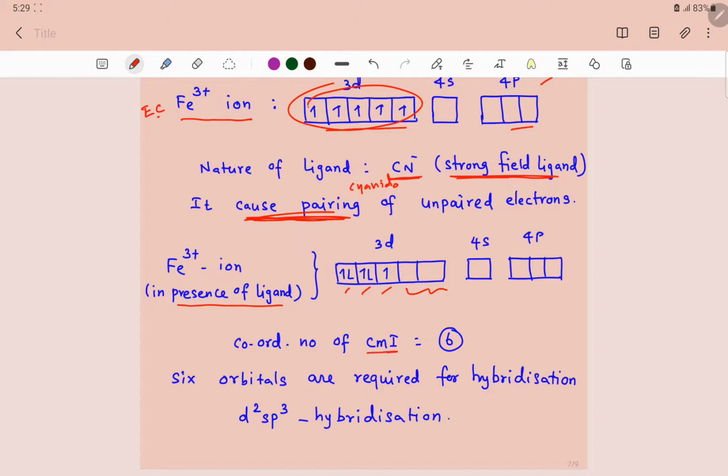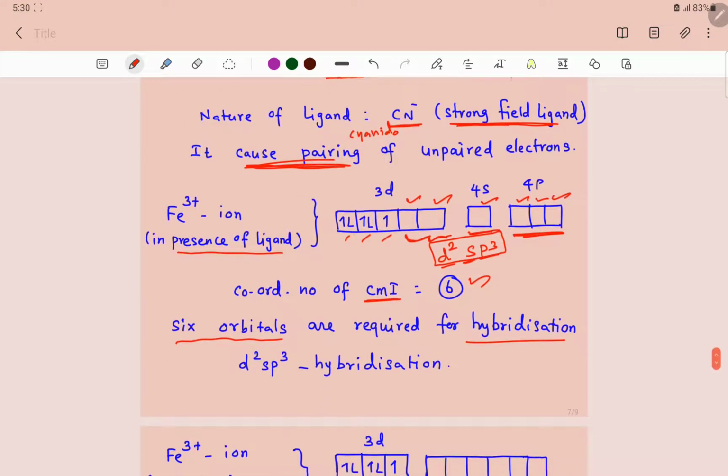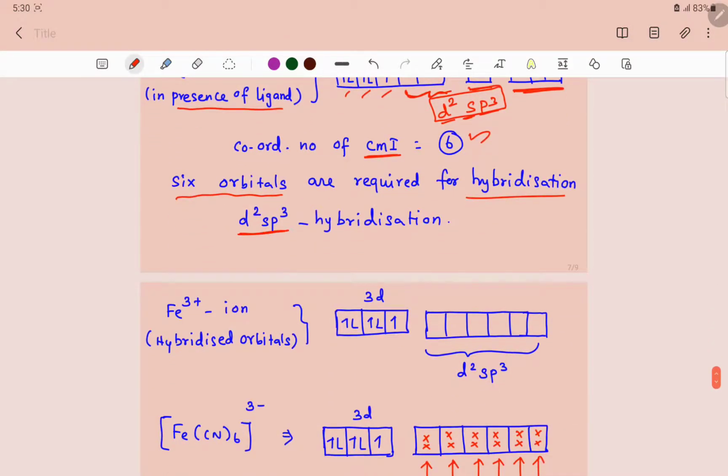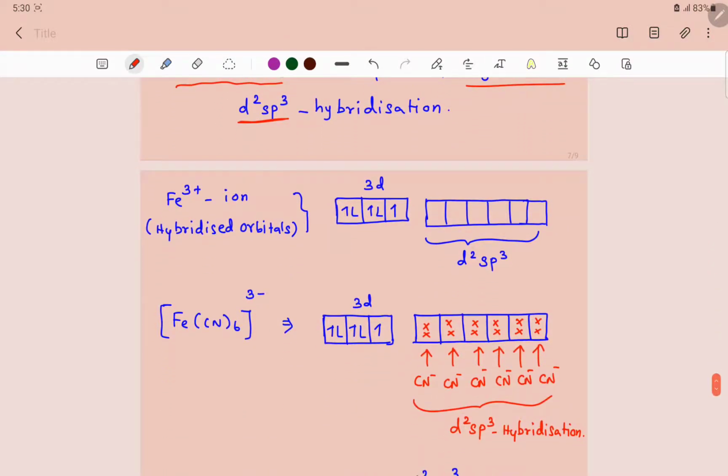Okay, right. The coordination number of the Fe3+ ion, the central metal ion, is 6, so 6 orbitals are required for hybridization. 1, 2, 3, 4, 5, 6 orbitals. That is 2 d orbitals, 1 s orbital, then 3 p orbitals. So this Fe3+ ion undergoes d2sp3 hybridization. Okay, right. So after hybridization, the Fe3+ ion forms 6 hybridized orbitals.